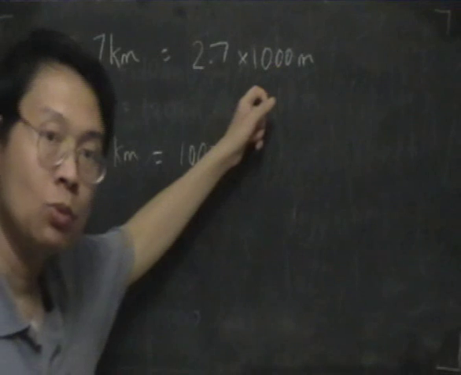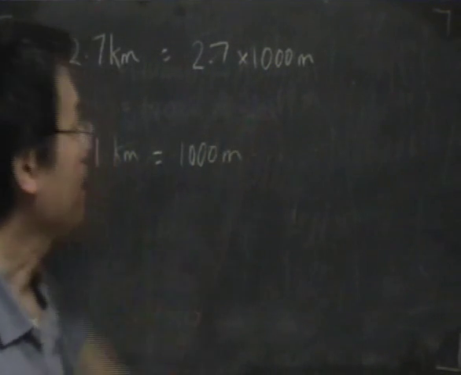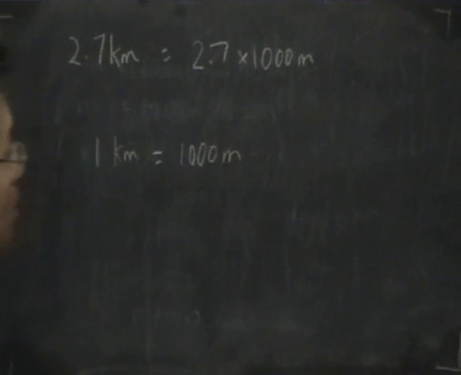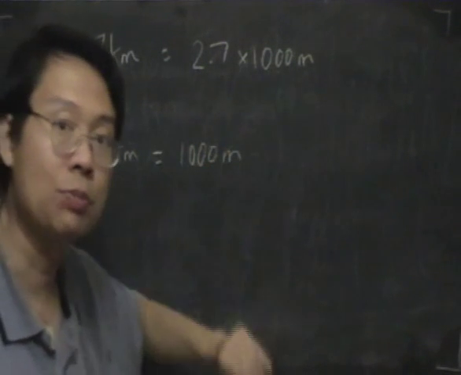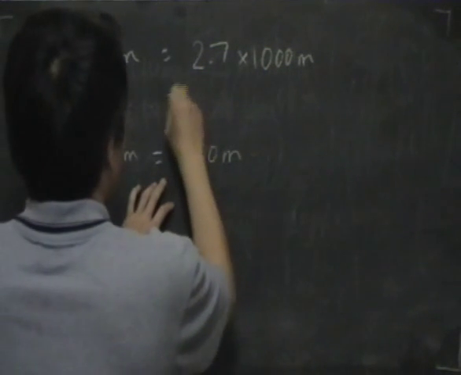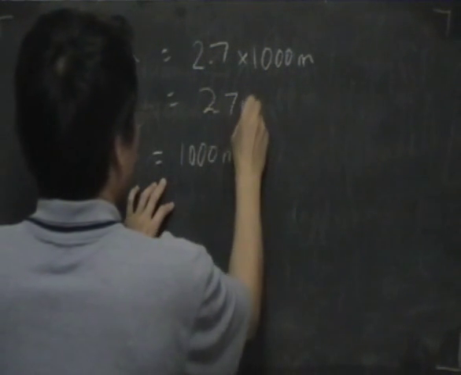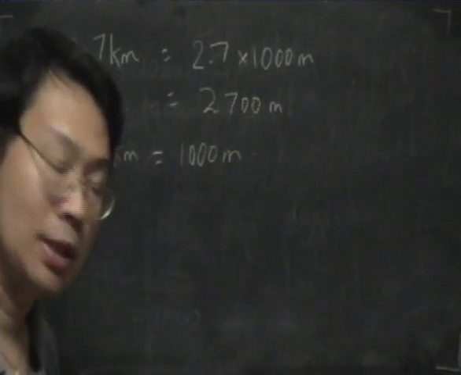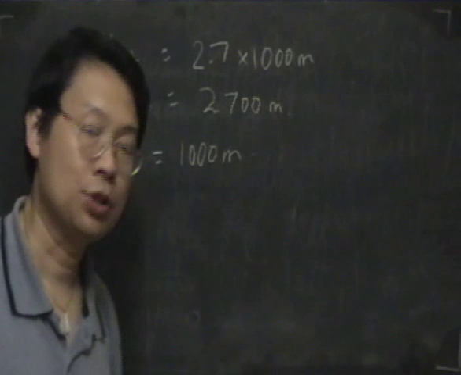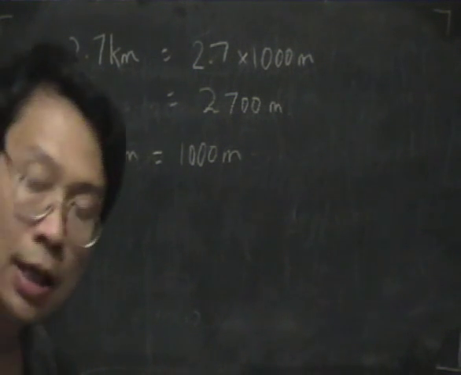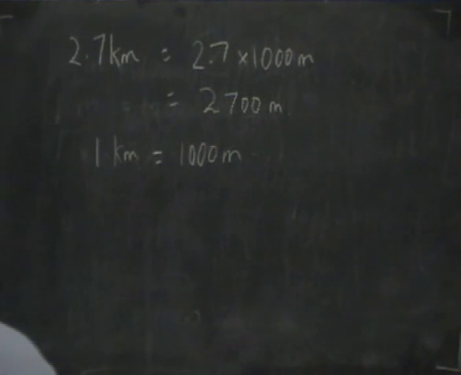So once you write this down, once you realize this, it is just a simple multiplication. And 2.7 times 1000 is 2700 meters. So that's the answer. That's how we do conversion. Let's try another question.